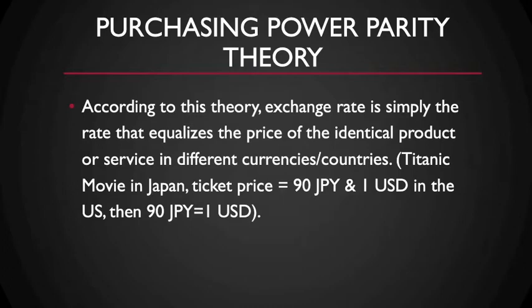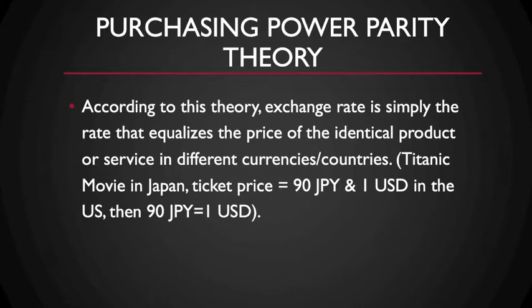Take the Titanic movie's ticket price in Japan, for example. This theory gives an explanation of what an exchange rate is. The exchange rate is simply the rate that equalizes the price of an identical product or service in different currencies or countries. For example, the Titanic movie in Japan.